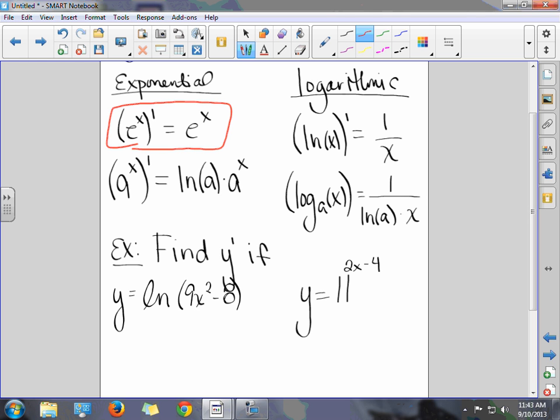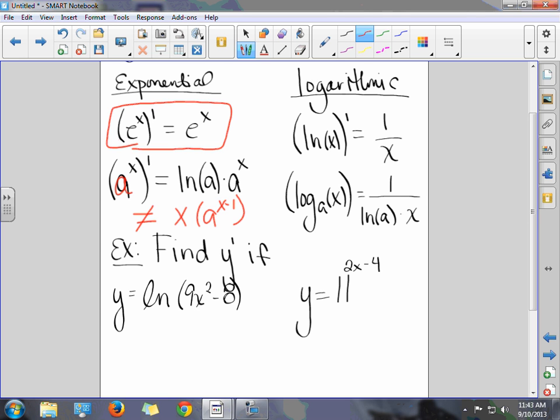Now, if you have just some exponential expression, where you have a constant raised to the x power, you cannot do the power rule here. So the derivative of this is not x times a to the x minus 1.